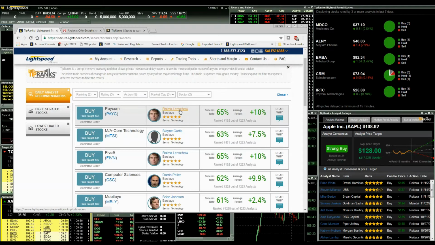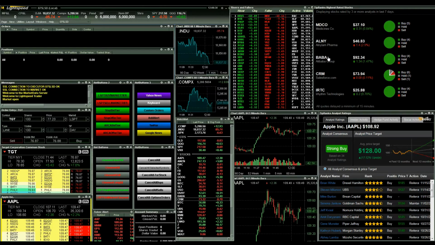And on the left side we also have what is called highest rated stocks or lowest rated stocks. So perhaps we can click on that as well. Sure. I also want to go into the actual software as well, to show exactly where the same type of tools are that you can see on the software here.